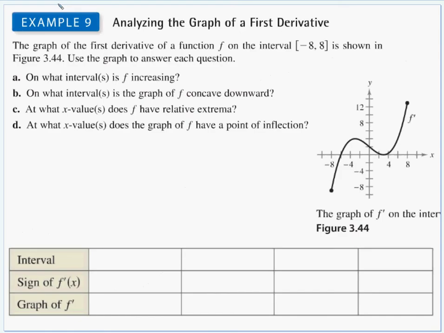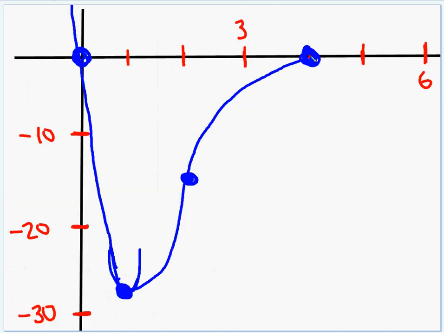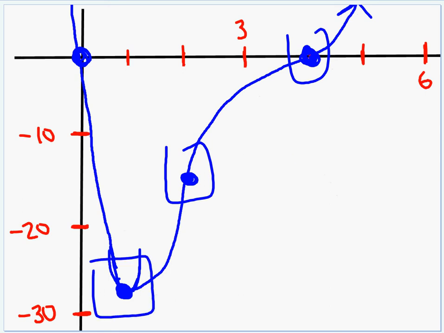And then from 4 to infinity, we're increasing and concave up. So it's going to change like that. And again, this is a point of inflection. We saw the concavity change. Also here at 4, concave down to concave up, we had a concavity change. We found this min at 1, negative 27.